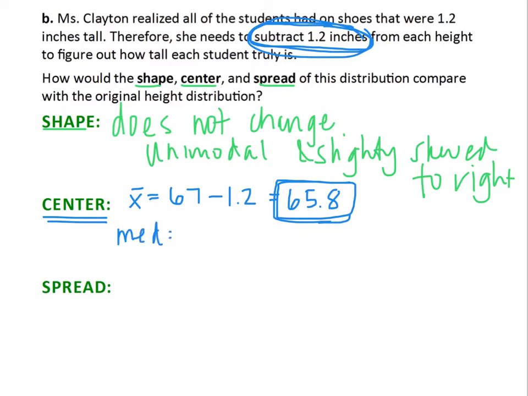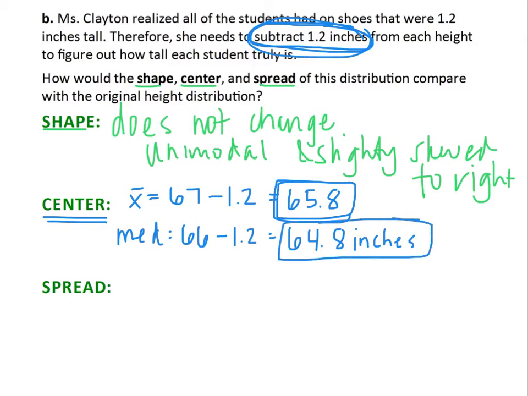The median was 66. I'm going to subtract 1.2, so my new median is 64.8. I can even add a little context there and say inches. So I have my new median and my new mean. They both had 1.2 subtracted from them.